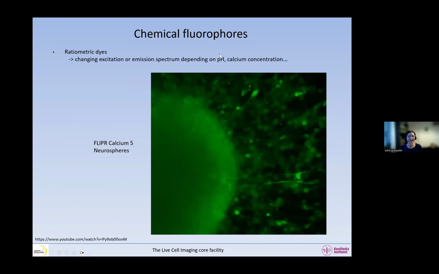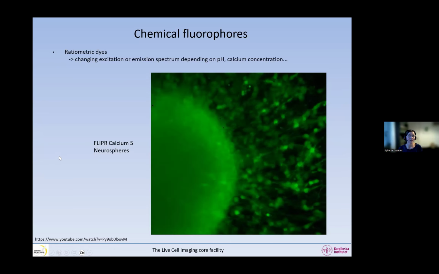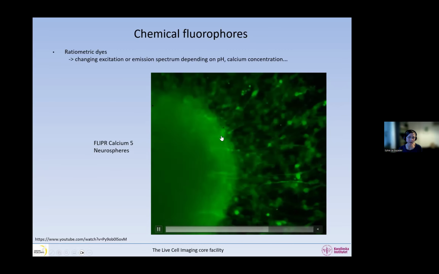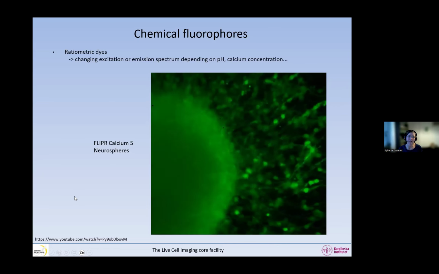So amongst chemical fluorophores, we have some specialized ones, for example, the ratiometric dyes. This is, for example, an example of Fluo-4 calcium, in neurospheres in here, where you can see the calcium pulses going through, and then the fluorescence is increasing together with the calcium. So then you can quantify this. Some of them change their excitation or emission spectrum, depending on, for example, the pH or the calcium concentration or the potential across the membrane for mitochondria. So the really nice specialized chemical fluorophores are available.